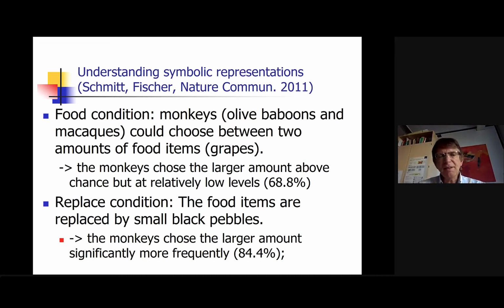Now, the first move was to replace the grapes, put them under the plate, and substitute them with black pebbles. Now the monkey sees 2 black pebbles on the left and 5 on the right. What are they doing? They now choose the larger amount significantly more frequently, up to 85%. So this significantly indicates an understanding that when they take the plate with the 5 pebbles, they actually get the 5 grapes underneath.